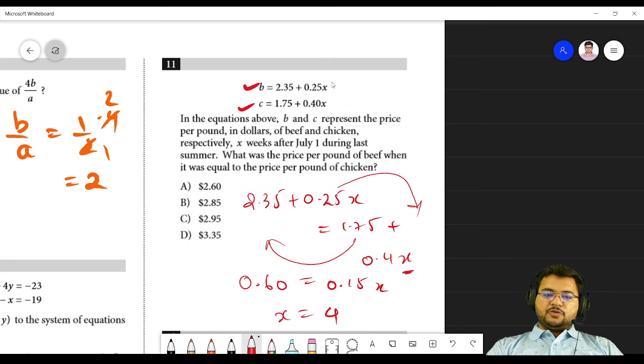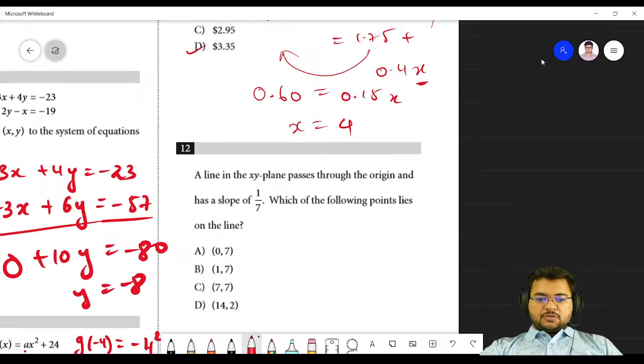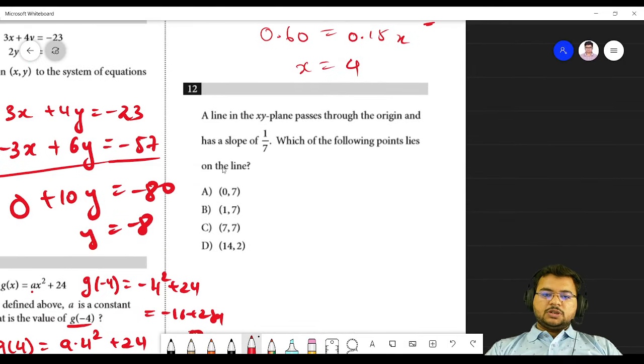Now input this 4 in any one of the equations. If I do it here, it will be 2.35 plus 1, because 0.25 times 4 is 1. So it will be equal to 3.35. So 3.35 is, I think, option D. Yes. Now question 12. A line in the xy plane passes through the origin and has a slope.